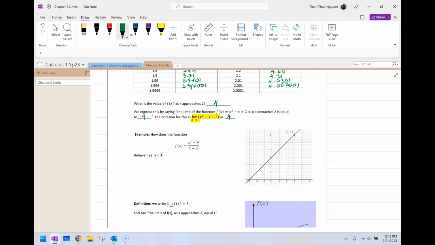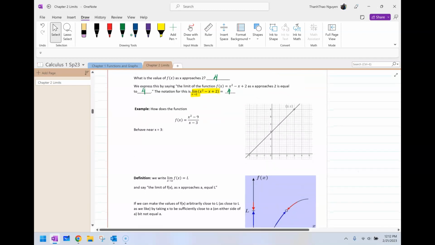Now this has nothing to do with the value of the function at 2, right? The value of the function at 2 may or may not exist. Here we only talk about the value of the function when it is near that point, or approaches that point. Okay, so let's take a look at this.